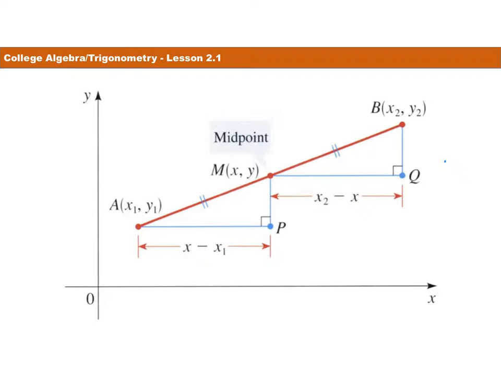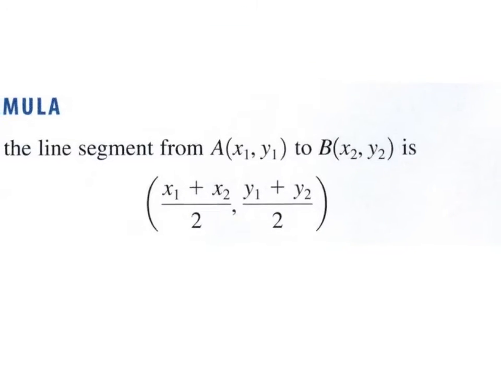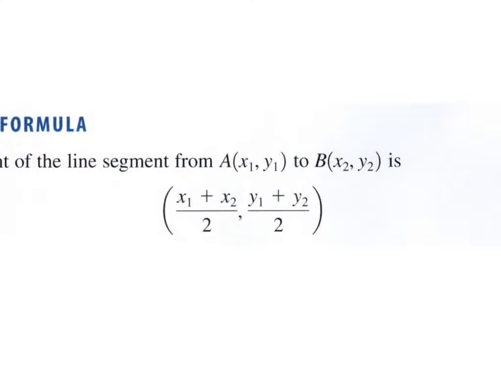That's all midpoint is. You add the x's together, divide by 2. You add the y's together, divide by 2. Here's the formula. It's nothing real crazy. You just add the x's, divide by 2. Yep, this is our midpoint.